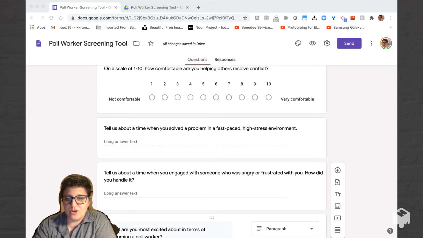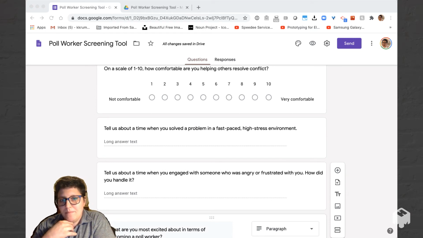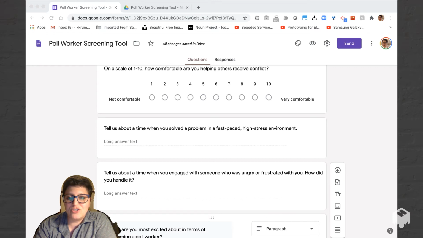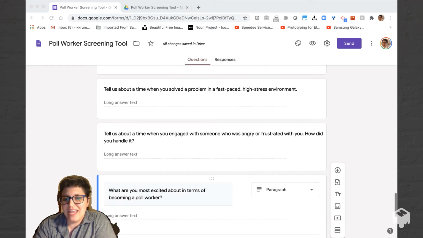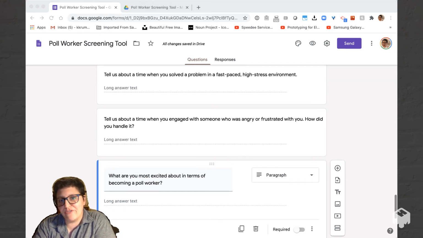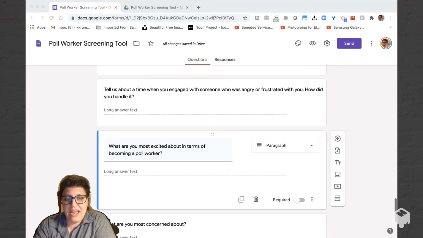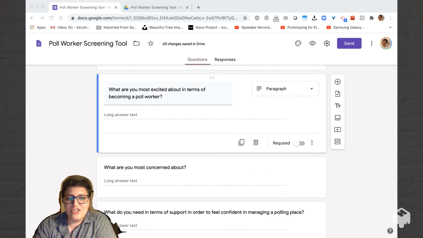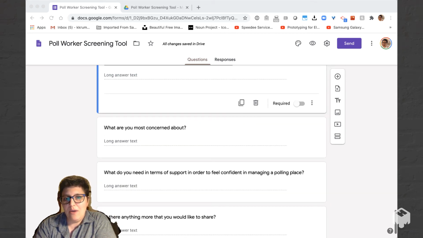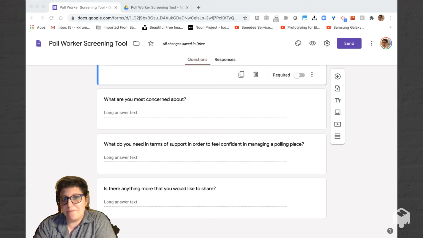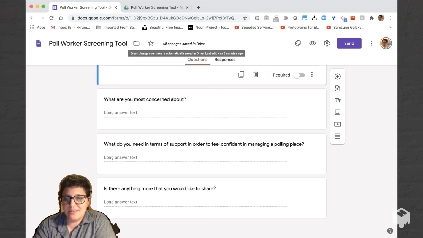some behavioral questions, or questions that ask the poll worker to share a story about when they worked in a fast-paced, high-stress environment, when they engaged with someone who was angry or frustrated with them, and how they dealt with that. And then finally, just to understand where they're feeling most excited about becoming a poll worker, what they're concerned about, and what they feel like they need in terms of support. So again, this is just meant as a resource that is a start to this process.